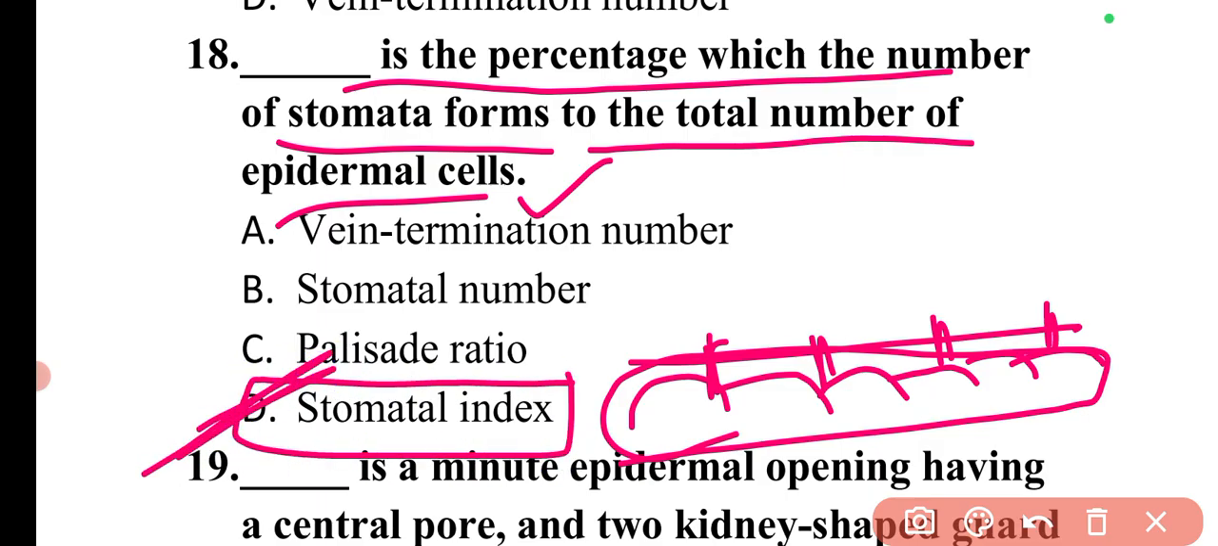So if talking about per square mm, in the area of per square mm the number of stomata present, that is a stomatal number. If it is talking about what percentage of stomata are present in the whole epidermis, then that is the stomatal index.